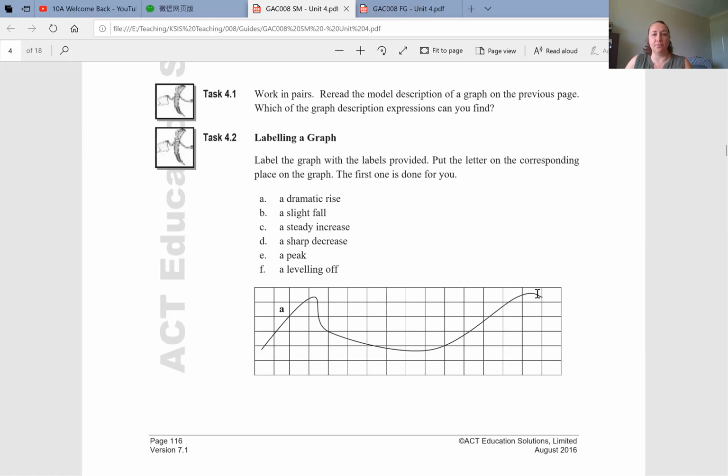E would be a peak. So up here is a peak. And then finally, we've got a slight fall that happens afterwards. So a slight fall, okay?